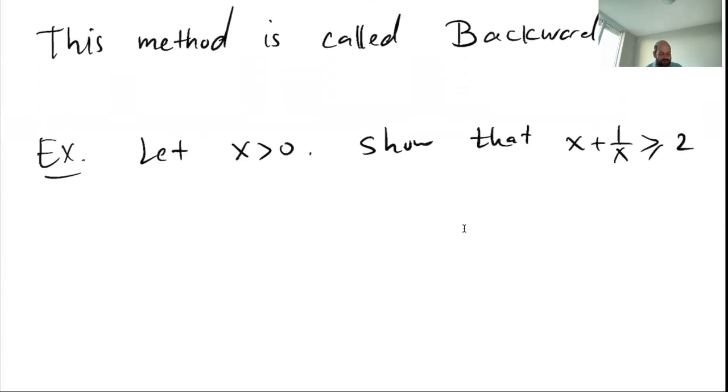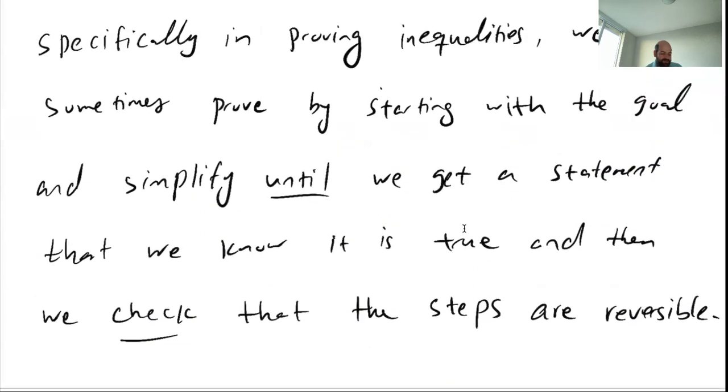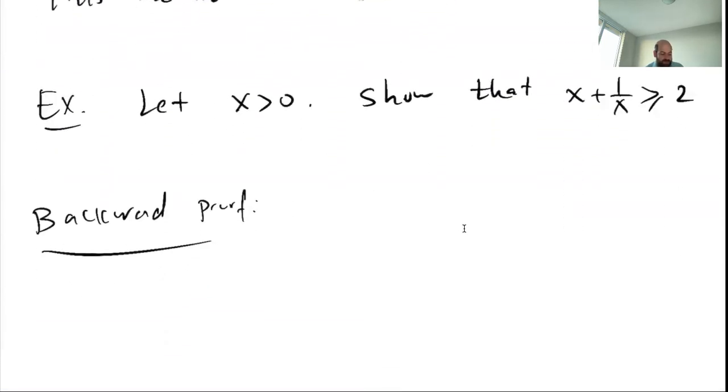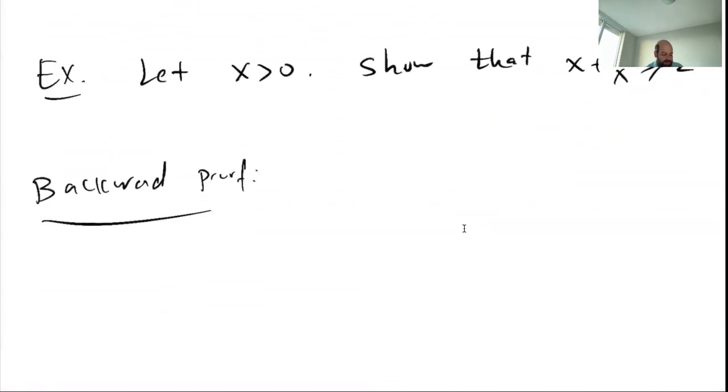So let's see how we can prove this inequality. We want to use backward proof. In backward proof, what do we do? Like we said, we start with what we want to show. Sometimes we prove by starting with the goal and simplifying until we get a statement that we know is true, and then check that the steps are reversible. So we start with what we want to show. What do we want to show? We want to show this inequality: x plus 1 over x bigger than or equal to 2.